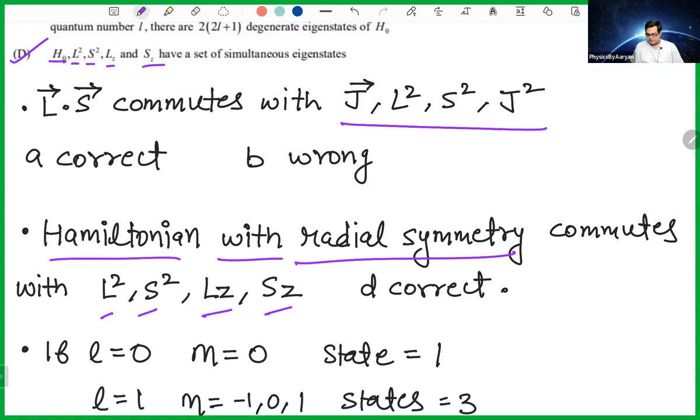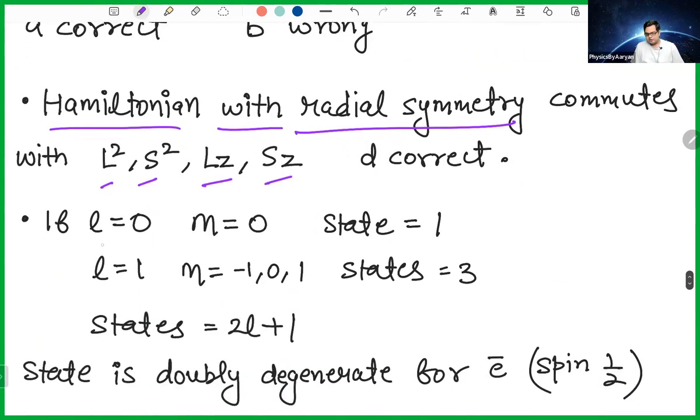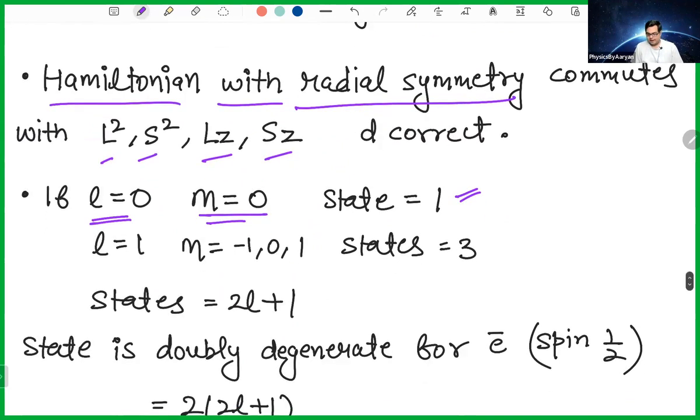Now comes the C. C is a very basic thing. For L, how many degeneracy will be there? So you know that if L is 0, M can only have one value, which is 0. So 1. If L is 1, then M can have three values, -1, 0, 1. So 3. So if you take general L values, how many values can your M take? 2L plus 1. Right? This is basic quantum numbers.